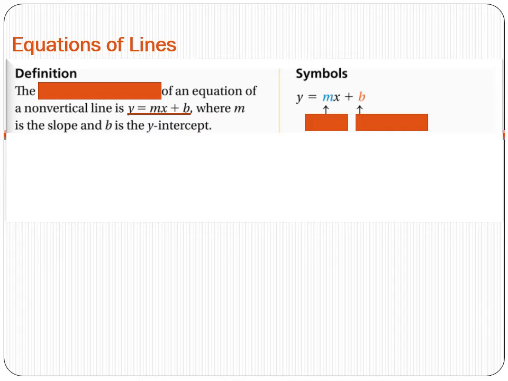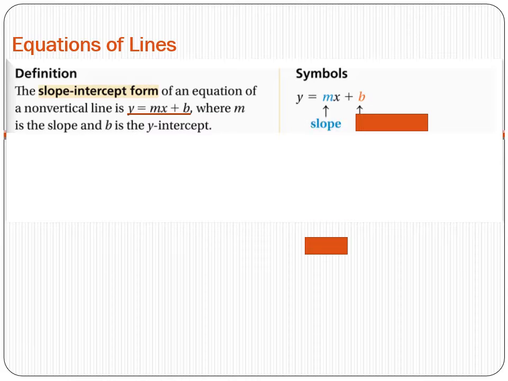Okay, equations of lines. The slope-intercept form of the equation of a non-vertical line is y equals mx plus b, where m is the slope and b is the y-intercept. So in our picture, the m is your slope, the b is the y-intercept.